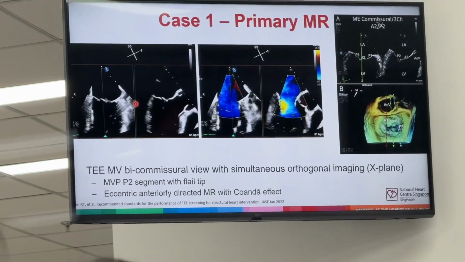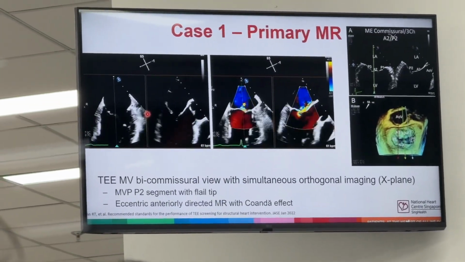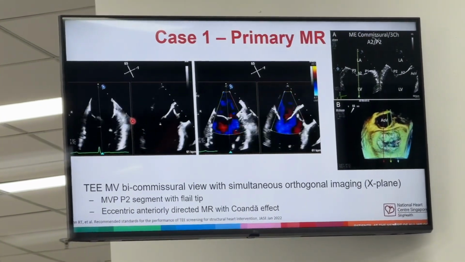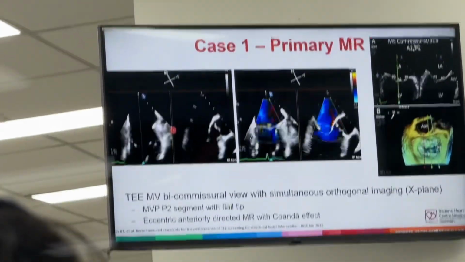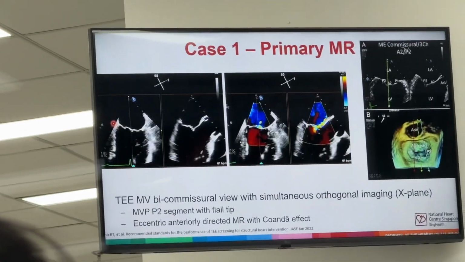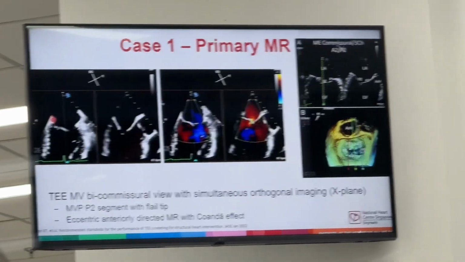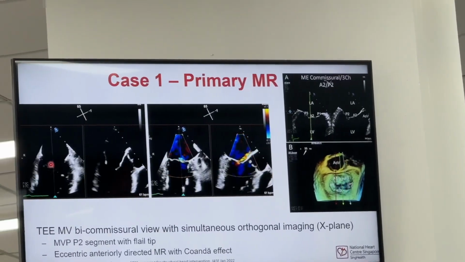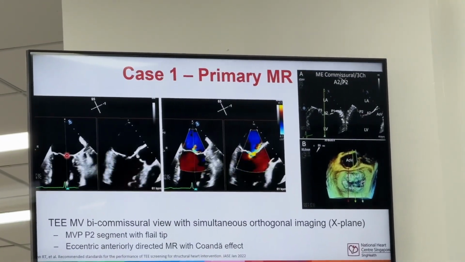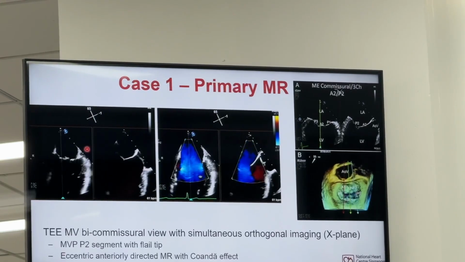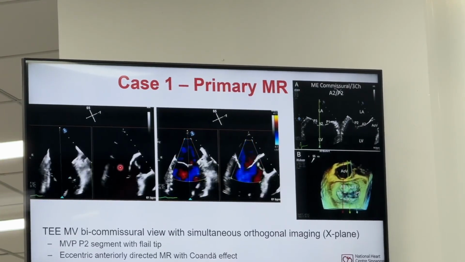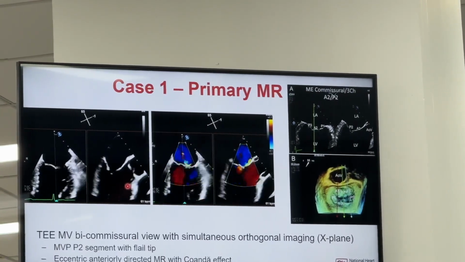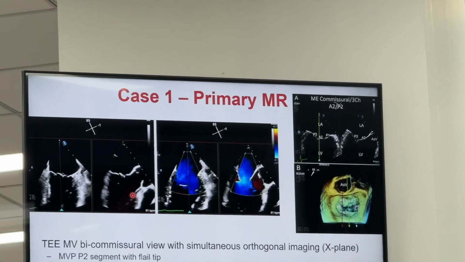So this is one of the typical TEE positions that we do, mid-esophageal location, and we look at the bicommissural view. This is the medial commissure, the lateral commissure, and this is somewhere around segment 2, the middle segment. When we cut using orthogonal simultaneous imaging, you can see the corresponding leaflets, which are the A2 segment and P2 segment.